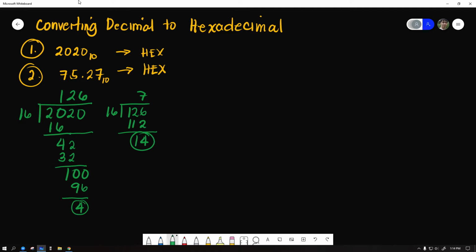Take note that in hexadecimal, numbers from 0 to 9 are labeled as 0 to 9, and above 9 are labeled as letters A, B, C. So 0, 1, 2, 3, 4, 5, 6, 7, 8, 9. Then you go A, B, C, D, E, F. If you count all these characters, that should be equal to 16. So your A is equivalent to 10 in decimal, and so on. So we know that 14 is letter E.